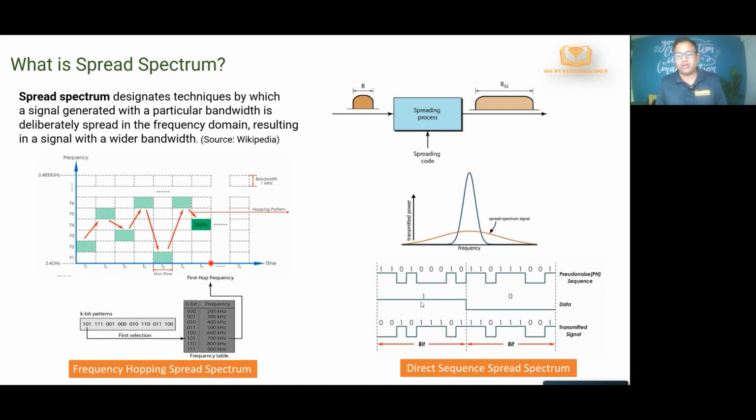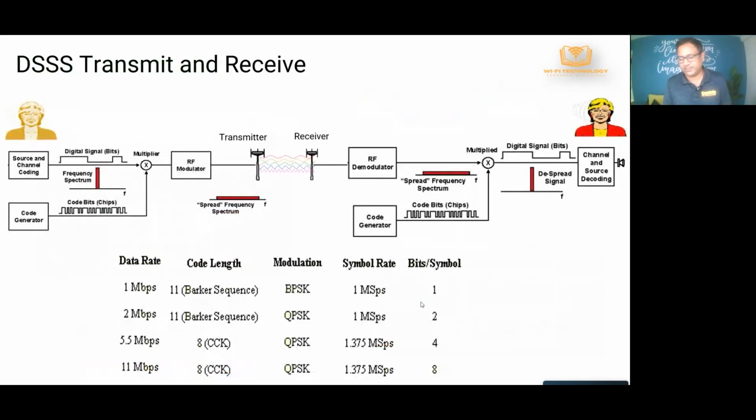Now the amount of information you can send is very low, and because of which the data rates are very low, but the reliability is much higher. So this is what is called the direct sequence spread spectrum mechanism.